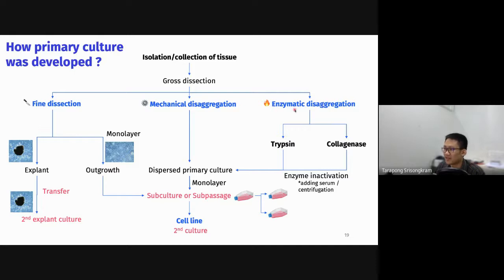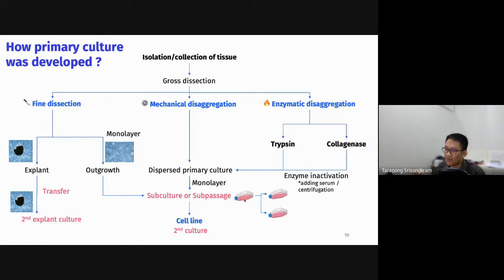But for enzymatic disaggregation, we can use trypsin or collagenase, which are enzymes that can disaggregate the cells. After the cells have been disaggregated from the tissue, right, they will be dispersed into the culture media, and they will grow as a monolayer, as with mechanical and fine dissection. So all of these go in a monolayer manner.